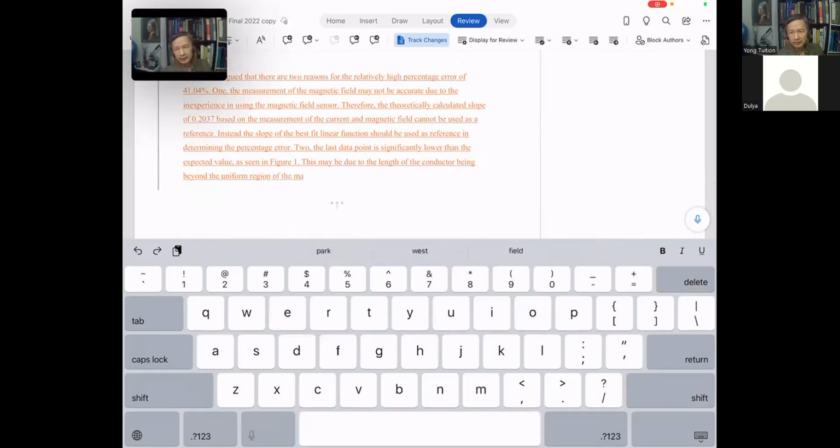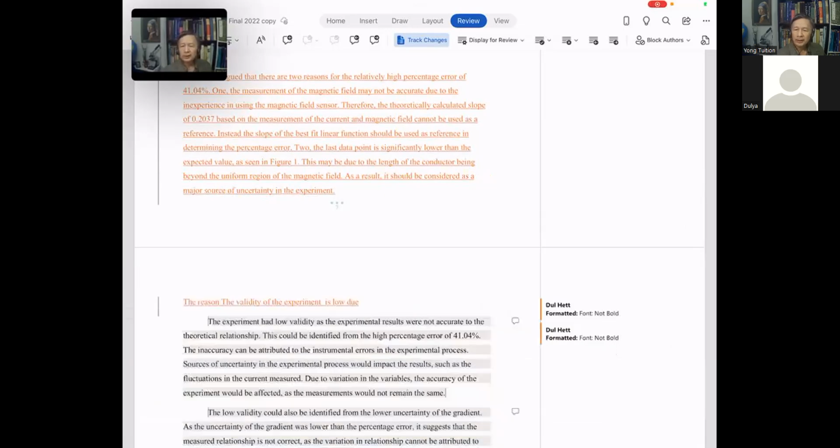We just discussed this reason. Do you agree? It's due to this reason. As a result, it should be considered as the major source of the uncertainty in this experiment. Okay, this is two reasons.